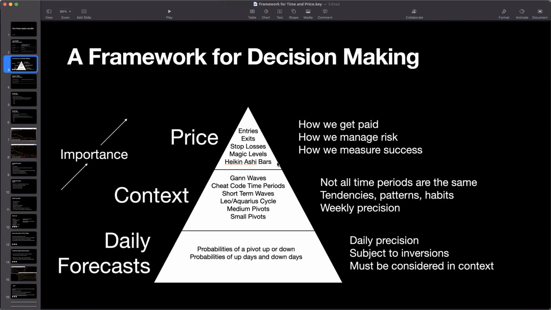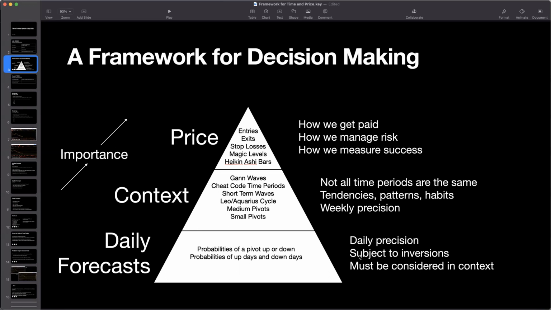So where I've been spending a lot of my research lately is in the middle of the pyramid on context. Price, of course, is always number one in decision-making importance. So that's why we use things like MATIC levels and Heikin-Ashi bars. It really helps to clarify price. On the context side, Gann waves, we talked about already. Cheat code time periods, we've talked about those as well. We're also going to talk a little bit about short-term waves coming up.